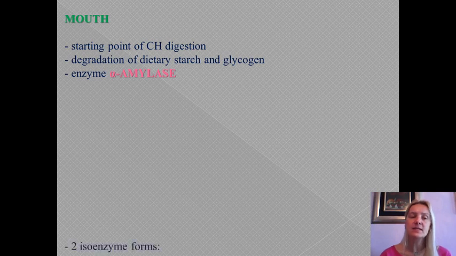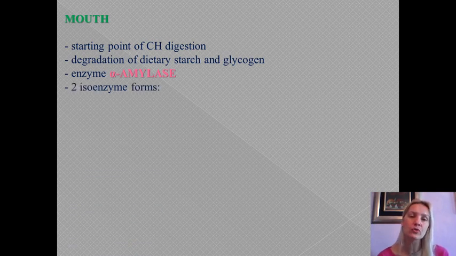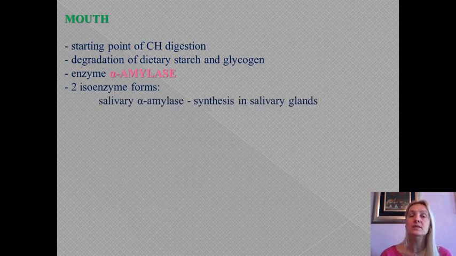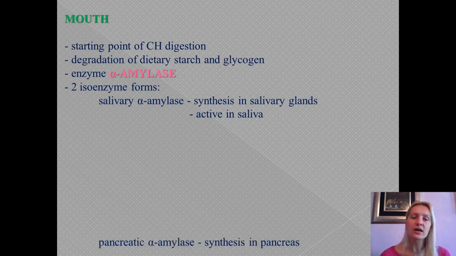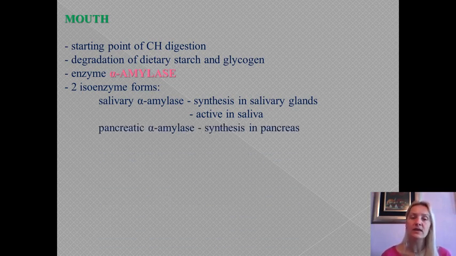Alpha amylase is an enzyme which exists in two isoenzyme forms. The first one is called salivary alpha amylase, which is synthesized in salivary glands, and it's secreted to saliva where it exhibits its activity. The other isoenzyme form is pancreatic alpha amylase, which is synthesized by pancreas, and it's active in duodenal juice.